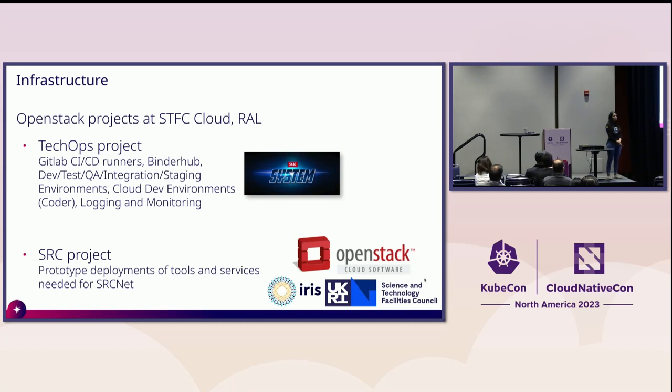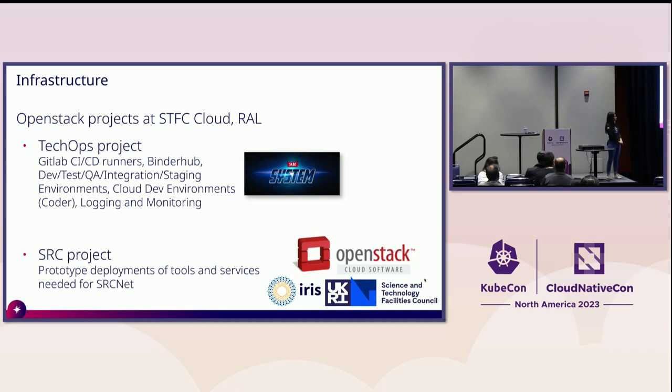Starting with the infrastructure that we were targeting as part of this exercise, we had private cloud resources that we had access to thanks to the UKRI and IRIS project. And there were two OpenStack projects that I'm going to talk about here specifically: the TechOps project, which houses some of the services mentioned here, managed by the system team, who Uger is here representing. This was roughly a 1500 CPU project with some GPUs as well and some storage and memory as well.